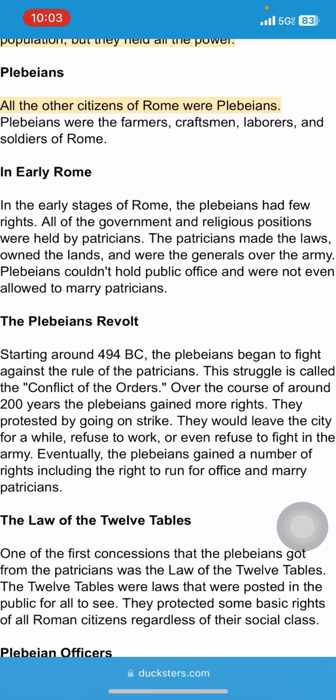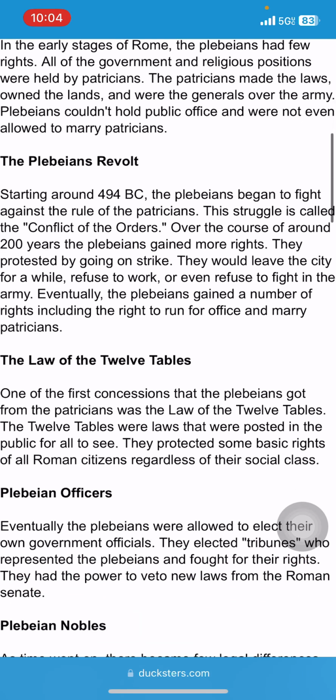Plebeians couldn't hold public office and were not even allowed to marry patricians. It says, starting around 494 BC, the plebeians began to fight against the rule of the patricians. The struggle is called the conflict of the orders. Over the course of around 200 years, the plebeians gained more rights.